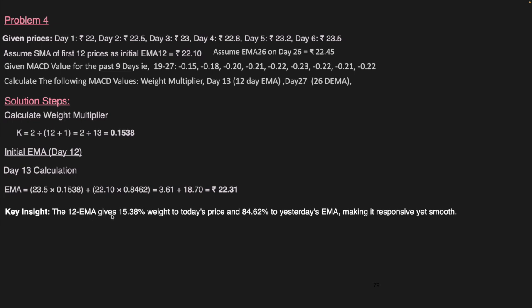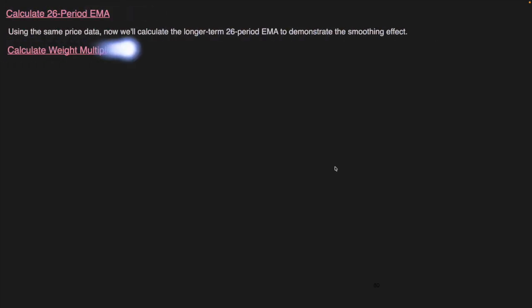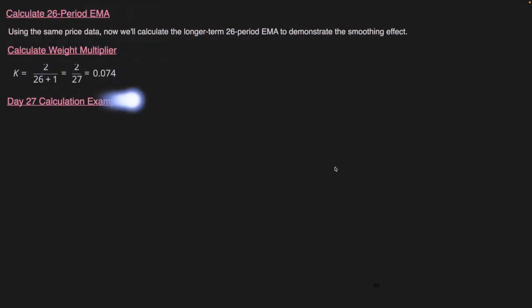So the 12 period EMA gives 15.38% weight to today's price and 84.62% to yesterday's exponential moving average, making it a responsive yet smooth value. Now let us calculate the 26 period. Same formula, same multiplier, everything is the same.